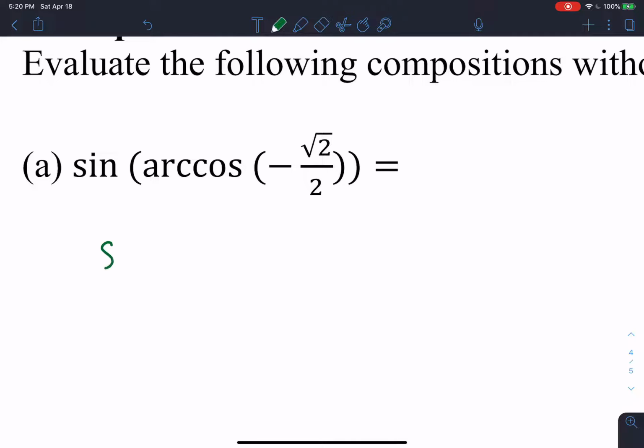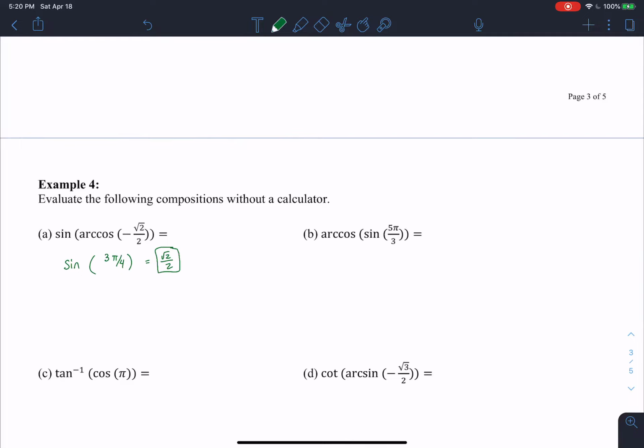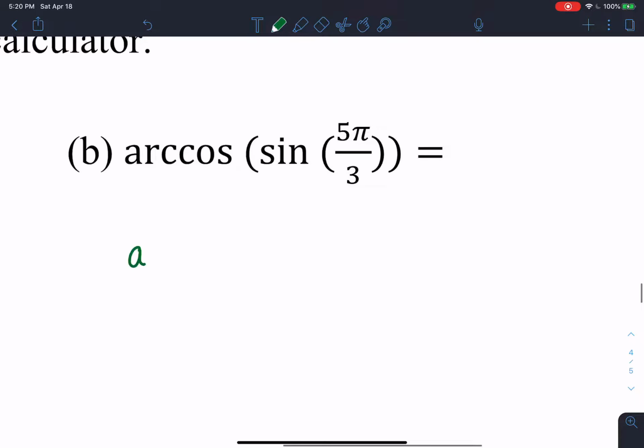All right, so now we got sine of arccosine of -√2 over 2. So where's the x value? -√2 over 2. That is 3 pi over 4. And then sine of 3 pi over 4 is √2 over 2. Okay. Arccosine of sine of 5 pi over 3: sine of 5 pi over 3 is -√3 over 2, and then arccosine of -√3 over 2 is going to be 5 pi over 6.